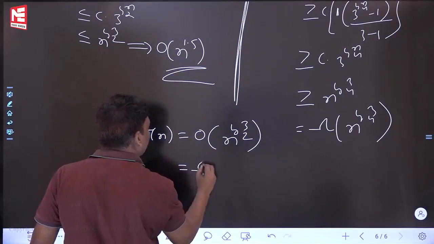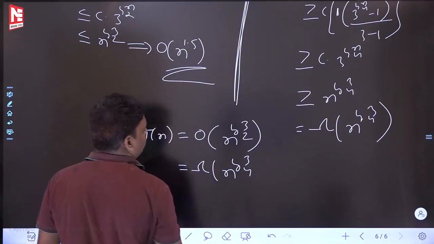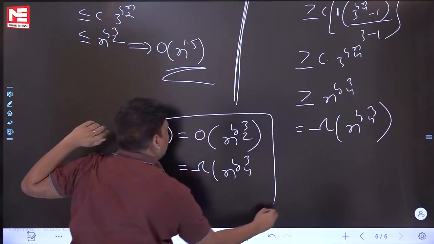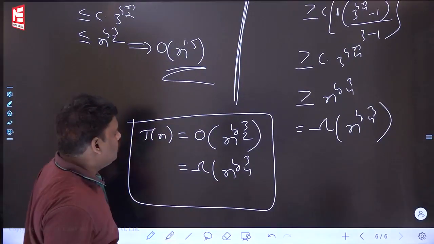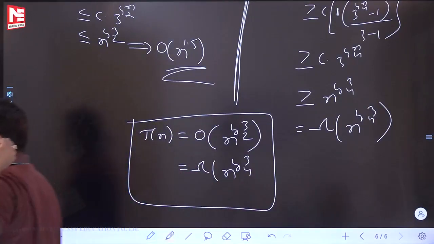Next one, omega of n power log 3 base 4. Here base 2, here base 4. It is the upper bound, lower bound. Please be careful. This is the answer for this problem.